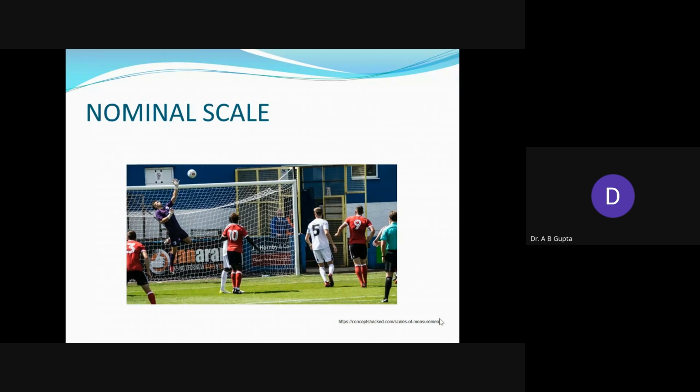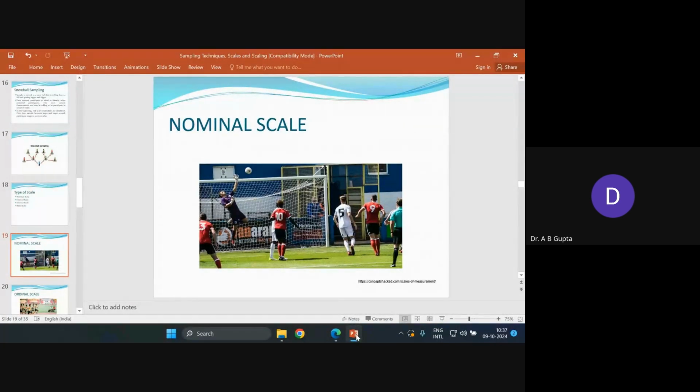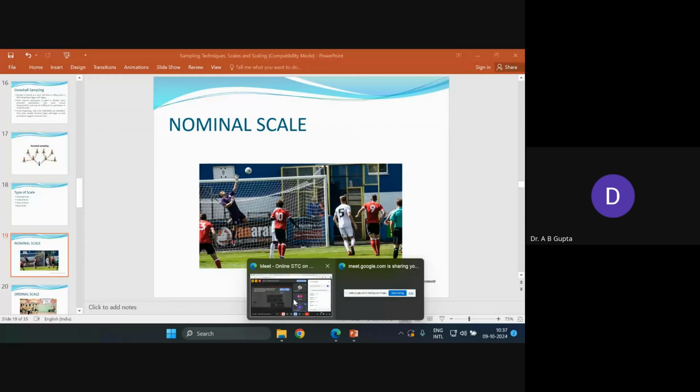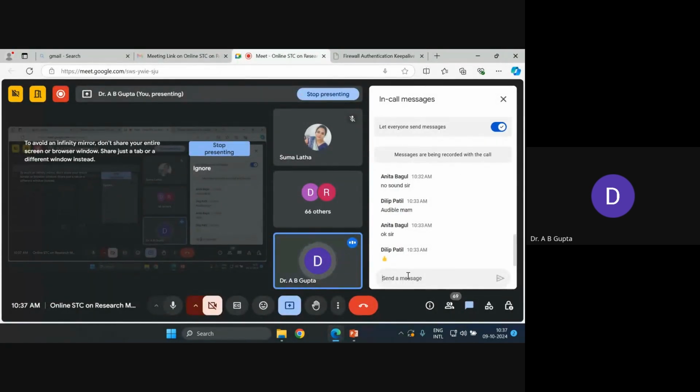Can you give me any other example of nominal scale? I just gave you one example. Any other example? I'm going to the participants. Anyone? You can go to the message box, I'm just writing this question, or you can directly unmute also. What is nominal scale? I'm just giving certain symbol, certain label to the items.